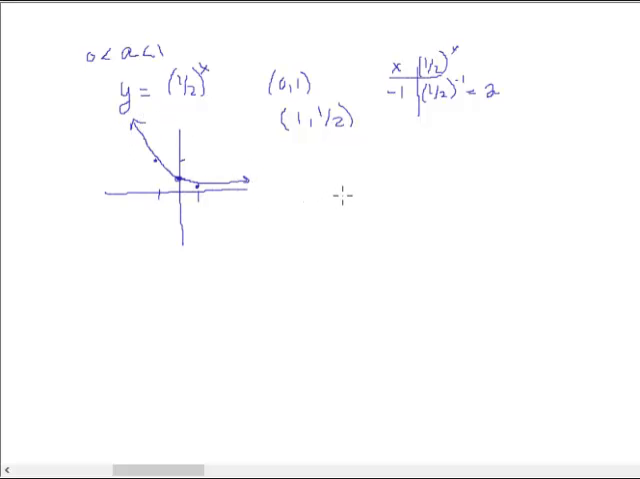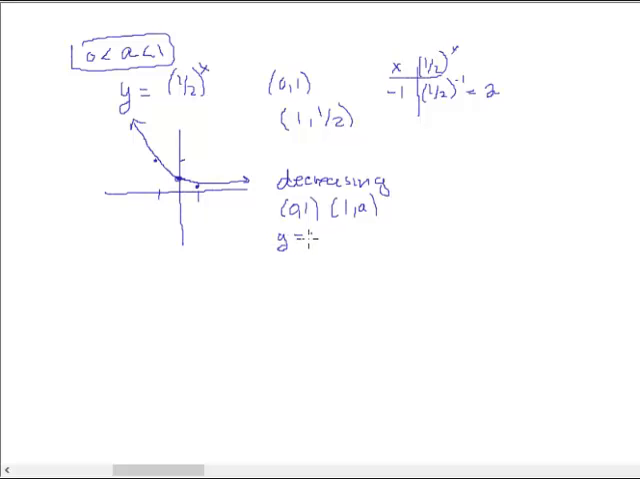The same shape, but when a is in between 0 and 1, so that's fractions, that's like 1/2, 1/3, 1/4, you're going to have a decreasing function. So it's falling from left to right. We still include the points (0, 1) and (1, a). But now our end behavior is going to change.